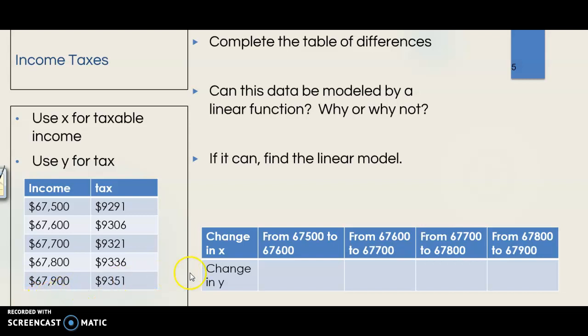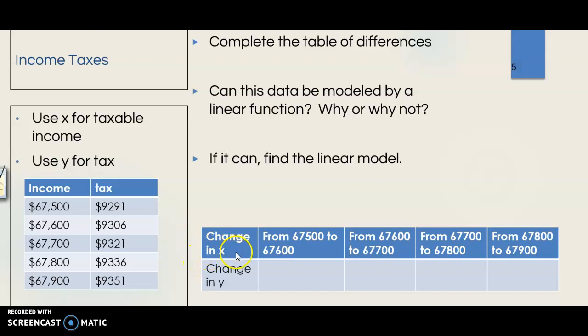Hello. Today we are looking at a problem where we are to decide if the data that we have could be modeled by a linear function or not. So we have data for income taxes over here, and we're to use X for the taxable income, so this is my X column. We're to use Y for the tax, so this is my Y column. The first thing that we're asked to do is to complete the table of differences, and that table is down here at the bottom of my screen.